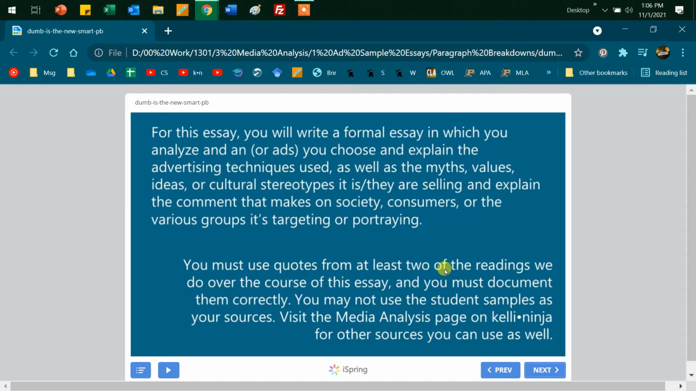Remember, you need to use quotes from at least 2 of the readings we do over the course of the essay and document them correctly. You can't use student samples as sources, but you can also look at the media analysis webpage for other sources there, and they're all marked with an asterisk.